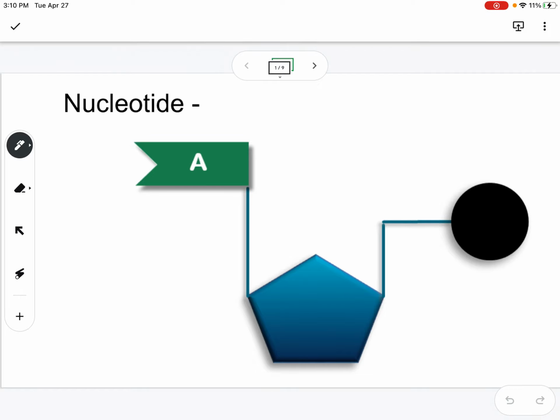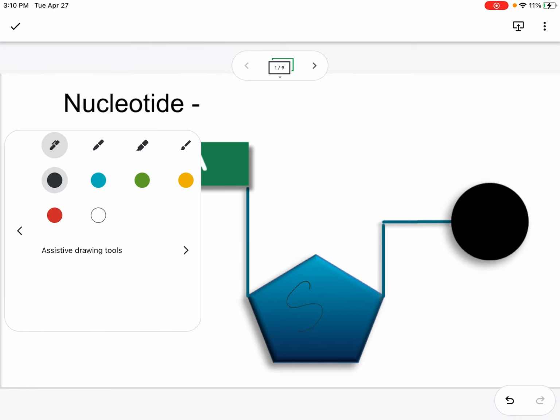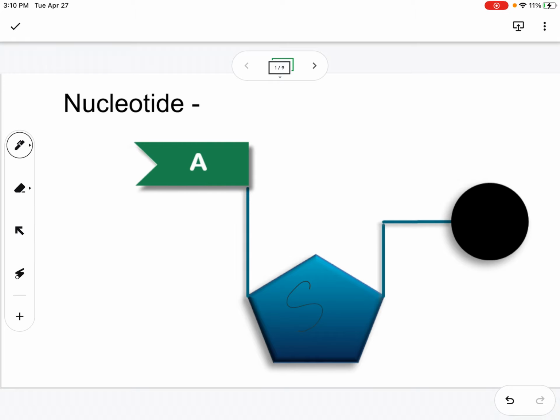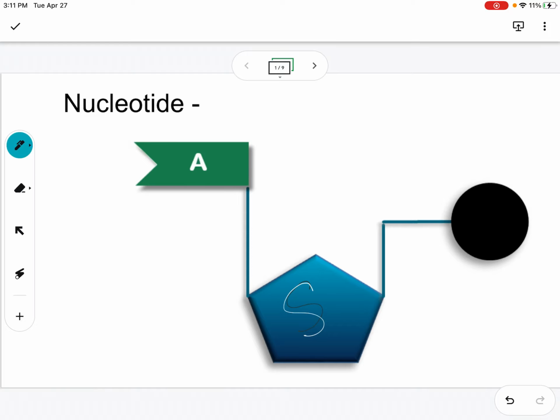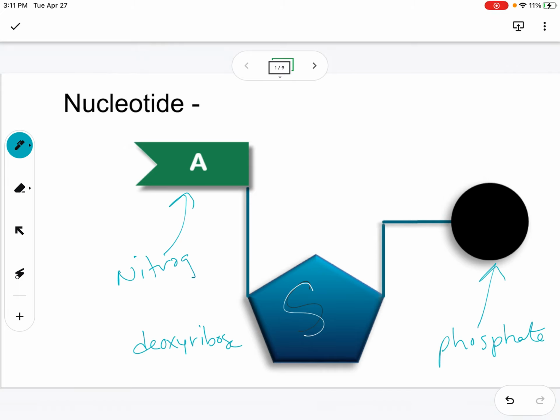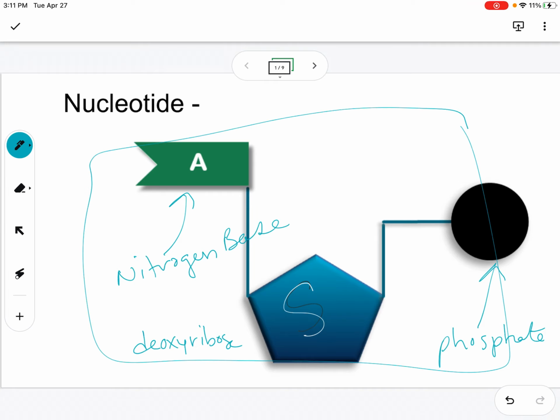So a nucleotide is one sugar, and I need to write on here. So that's one sugar right there. Let me change the color. So one sugar, which you already know, I'm sure you remember, is deoxyribose. One phosphate. And one nitrogen base. This is the basic unit of DNA. So I know that comes up on your test. It will say the basic unit of DNA, and you will say nucleotides.